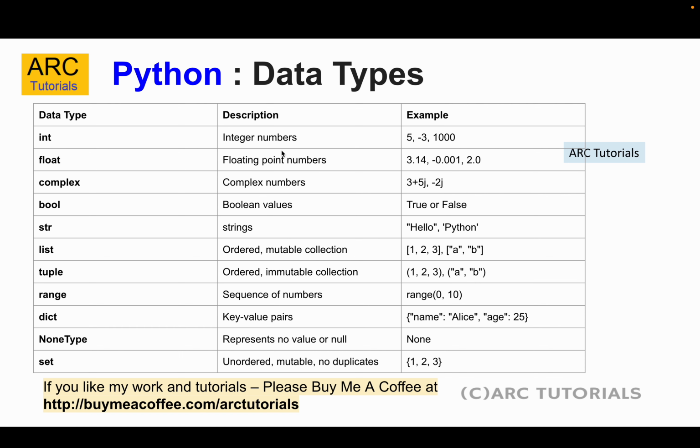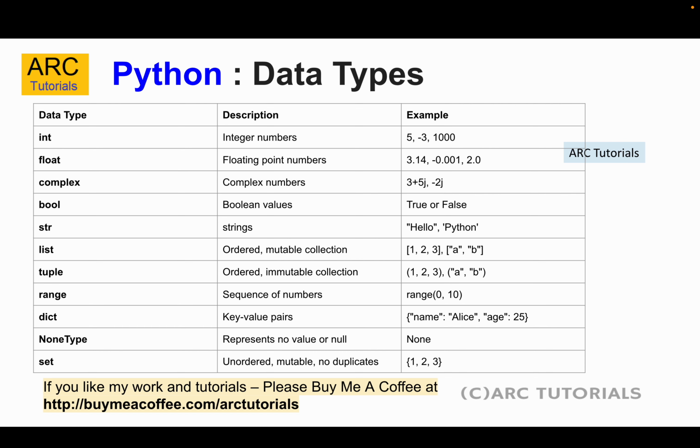Integer, which is whole numbers like 5, minus 3,000. These are all numbers, integers. Then we have float. Float means decimal points or floating point numbers like 3.14, 2.0, etc. Then we have complex numbers, which are 3 plus 5j or minus 2j, etc. We have boolean values, which is true or false. We have strings, which is hello, arc, python, etc.